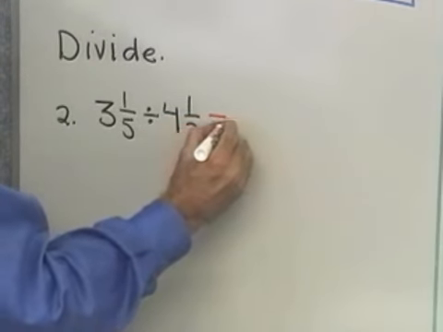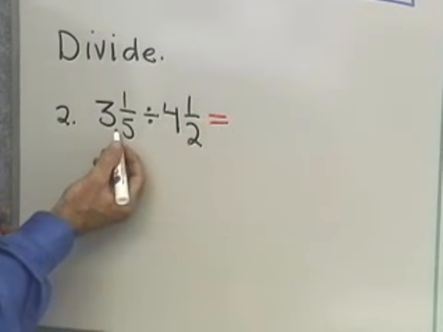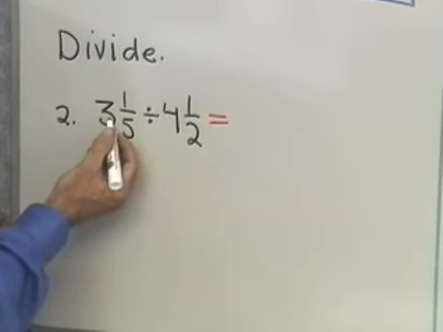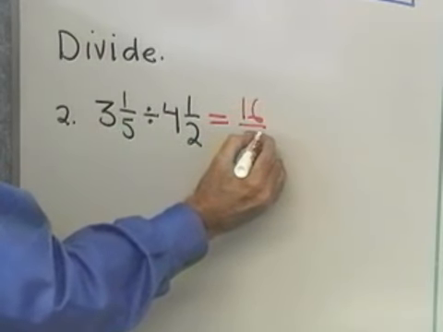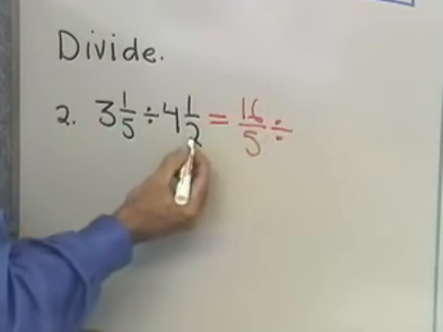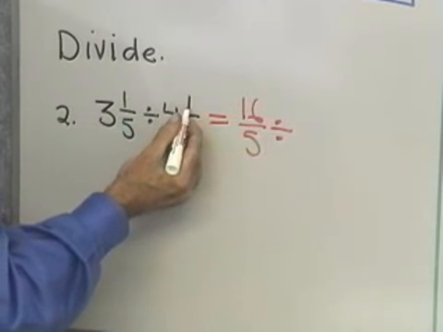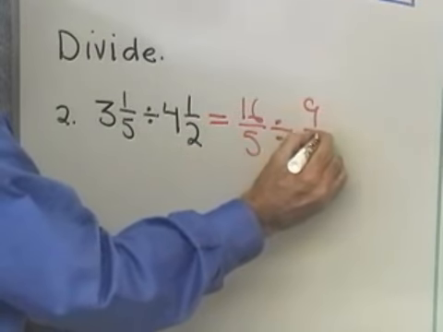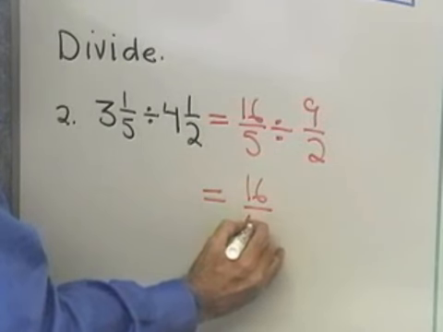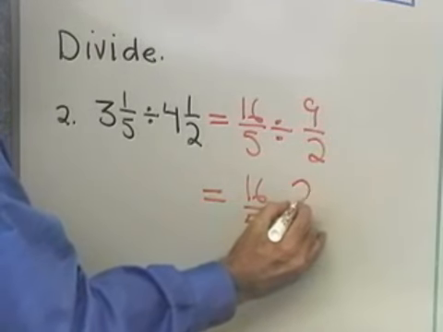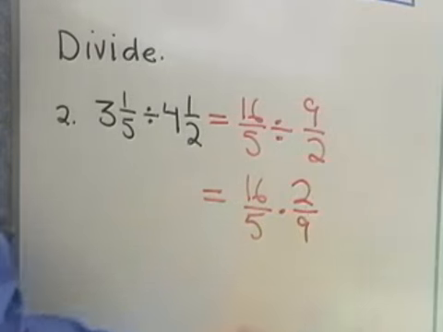Before we change to multiplication by the reciprocal, let's change to improper fractions. 5 times 3 is 15, plus 1, I get 16/5, divided by 2 times 4 is 8, plus 1 is 9/2. Now, I'm going to change that to 16/5 times the reciprocal of 9/2, which is 2/9.